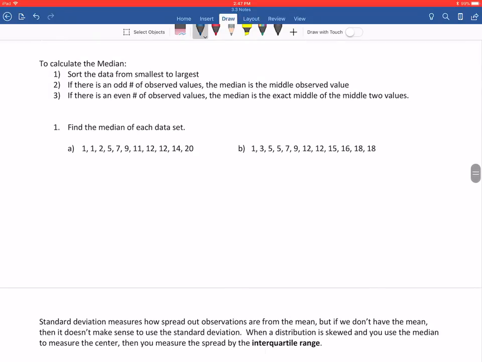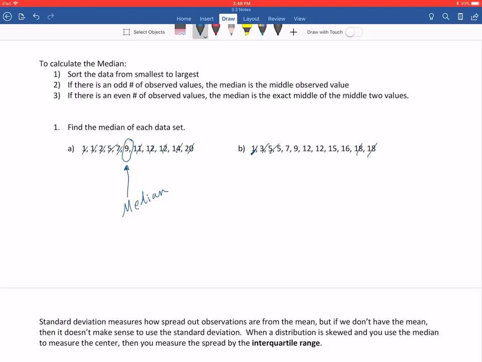To calculate the median is not very hard to do if you're doing it by hand and with a small data set. All you have to do is get your data in order from smallest to largest and basically work your way in until you find the very center value. So for part A, I can just start picking values off of either end and work my way to the center. And I find that 9 is in the very center, so 9 is my median.